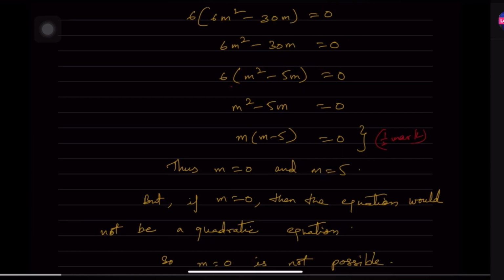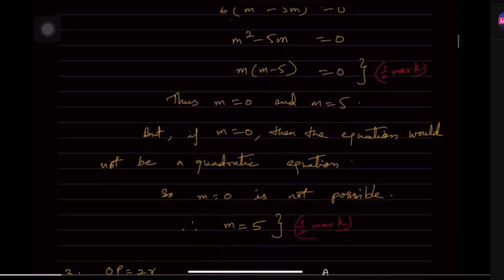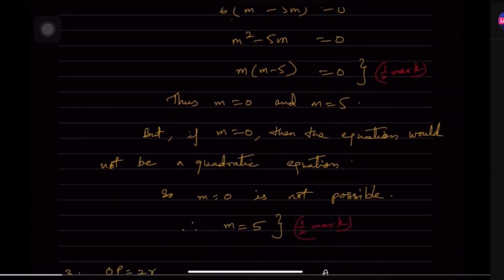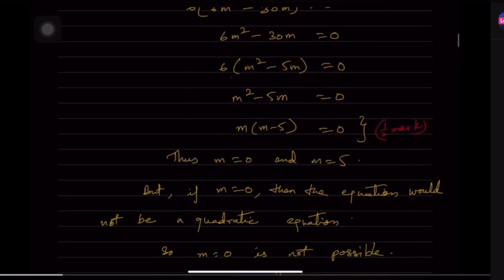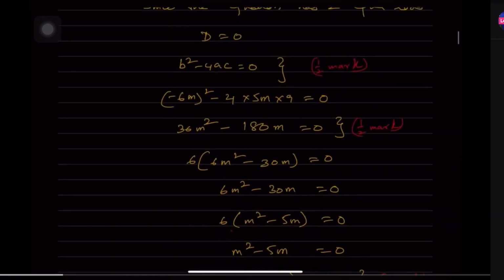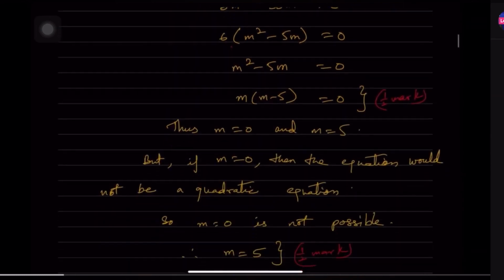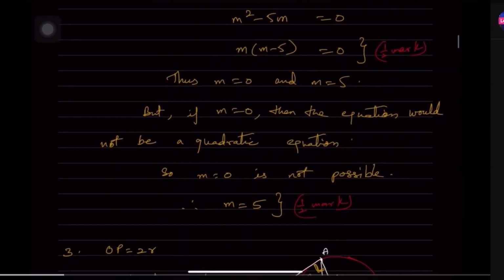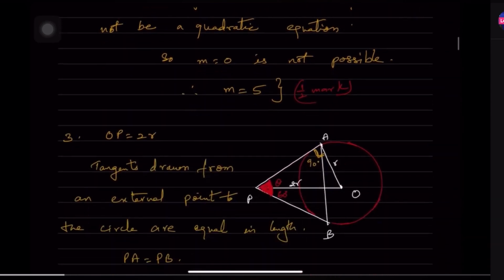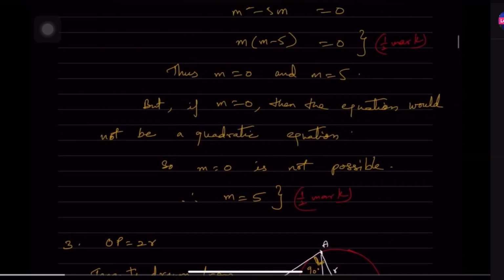But if m is equal to 0, then the equation would not be a quadratic equation. So m is equal to 0 is not possible. Therefore, m is equal to 5 is the answer. This is also half mark. So you are having totally here how it is distributed. For the discriminant equal to 0, 1 half mark. What is the equation you are getting for that, half mark. Then what is the solution? Then what is the final answer? So the marks are distributed in this way.